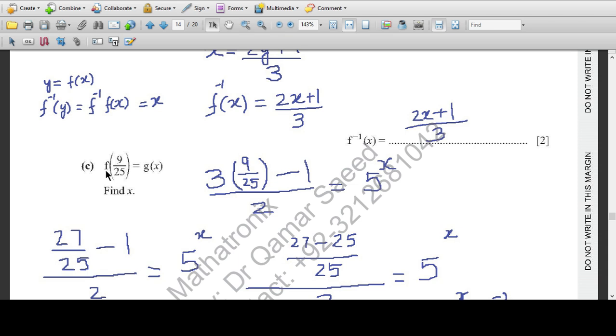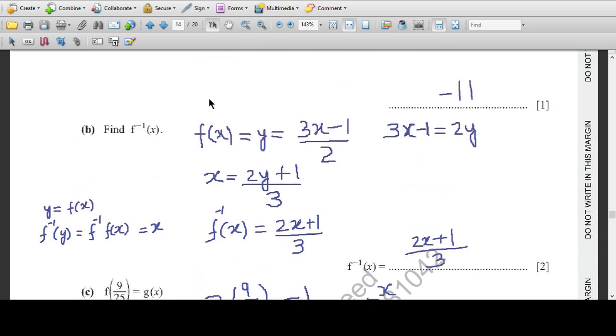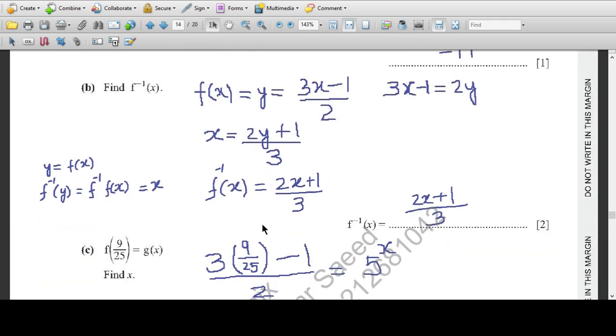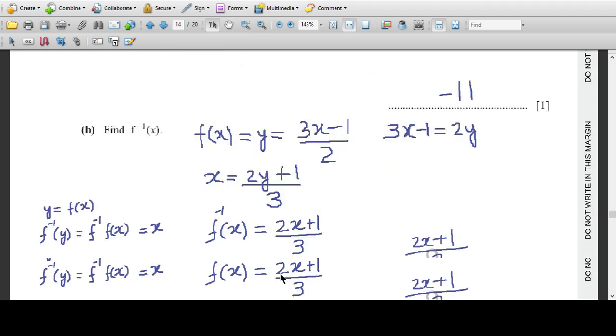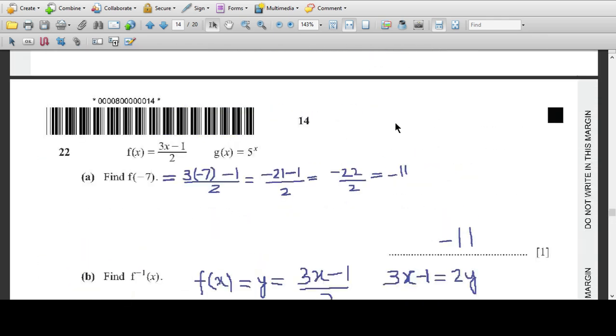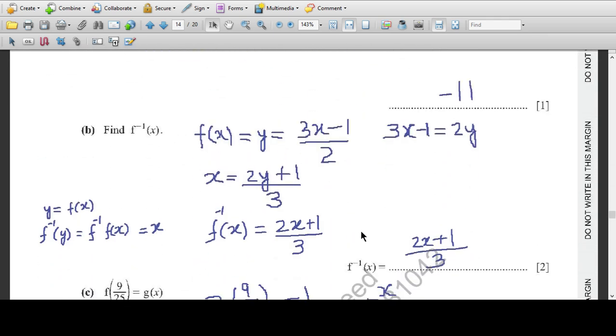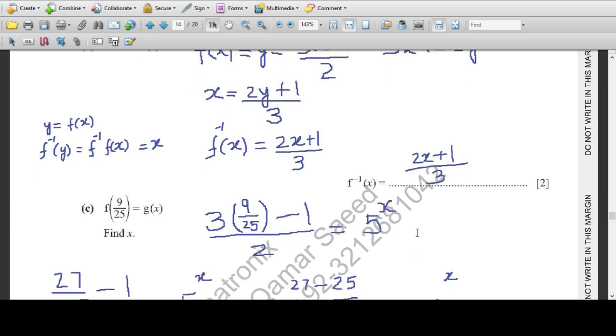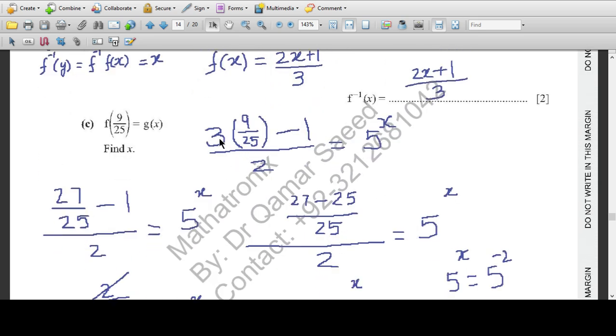This is question number, part C. f of 9 upon 25 is equal to g(x). So in place of f(x), we will place 9 upon 25. So 9 upon 25 minus 1 upon 2, the whole 2. And this g(x) is 5 power x. So we'll write in place of g(x) this 5 power x. On simplification, this is 3 times 9 is 27 upon 25 minus 1, and in the denominator we have 2, equal to 5 power x.